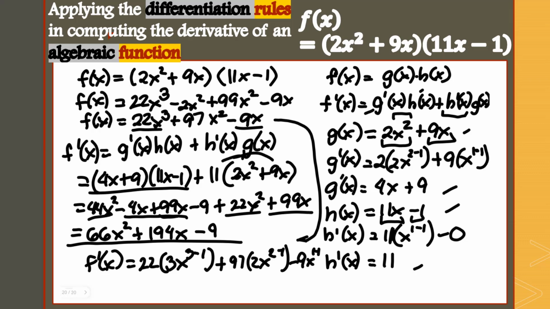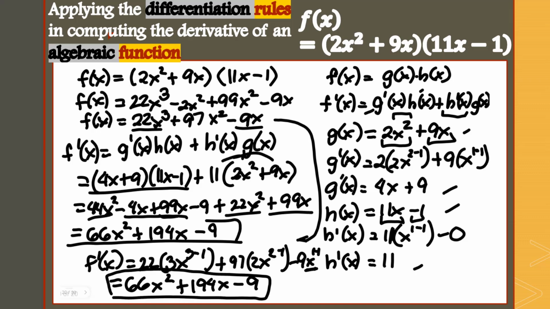So you will have here 22 times 3 is 66, x squared. 97 times 2 is 194, x to the power of 1, and minus 9, as this is x to the power of 0, or simply equal to 1. As you can see, you'll have the same result as this and that. So basically, you can attack this in two different ways.